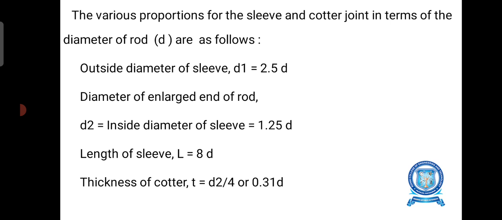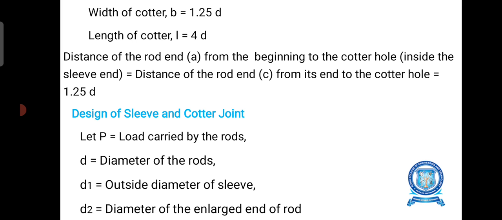0.31 D. Okay, width of cotter B equal to 1.25 D. Length of cotter equal to 4D. Right? The distance of rod end from the beginning of the cotter hole equal to distance of the rod end from its end of the cotter hole equal to 1.25 D. Okay. Then design of sleeve and cotter joint.